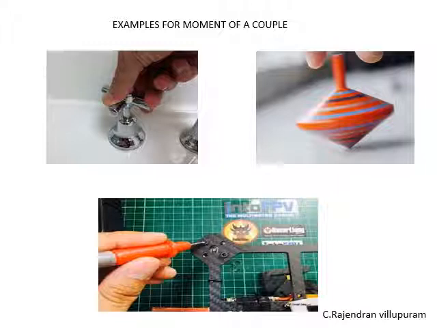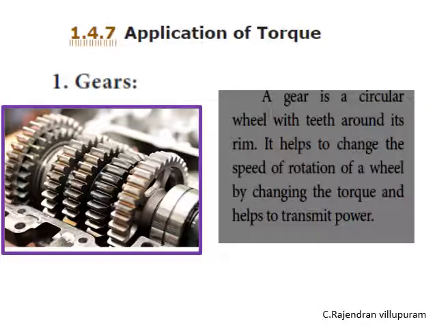This is along the point of axis, and this is also along the point of axis, and this is also along the point of axis of rotation. I have given this picture, you just have to know the moment of the couple here. In your book they give some applications related to torque.